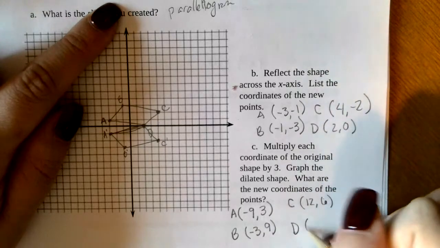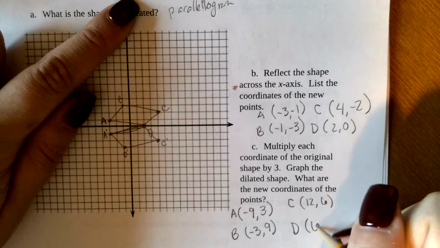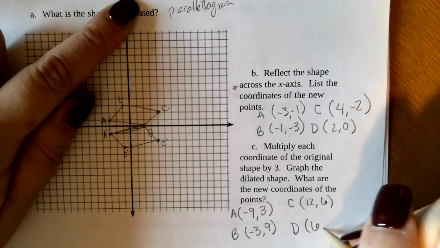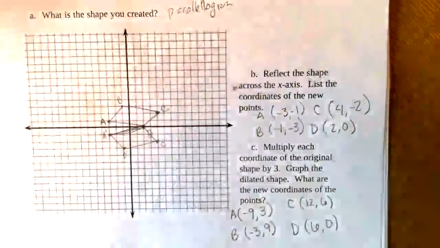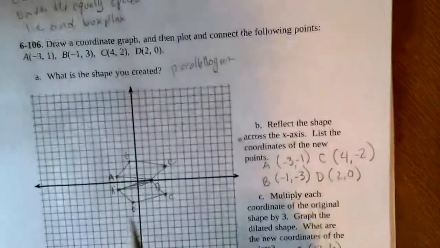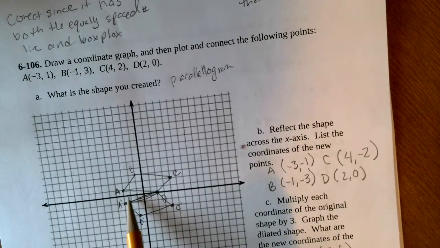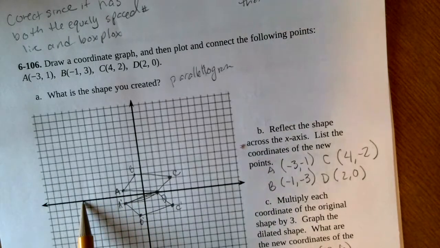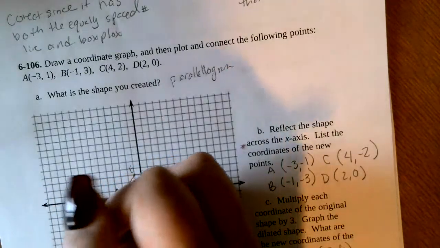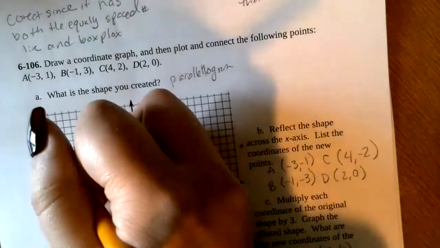And then for D, 2 times 3 is 6. And 0 times 3 is 0. So that part stays the same. Okay, so now that we have our points, we just need to plot them on our new graph. So -9, 3 means that we're coming over 9 on the x here. So 1, 2, 3, 4, 5, 6, 7, 8, 9. And then up 3. So 1, 2, 3. All right, that becomes our new point A.